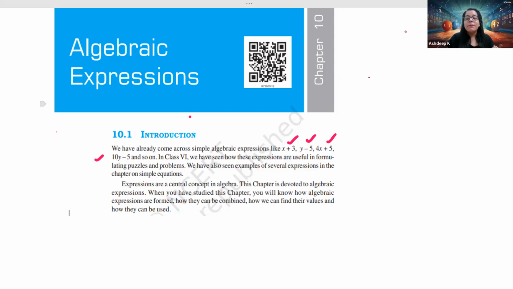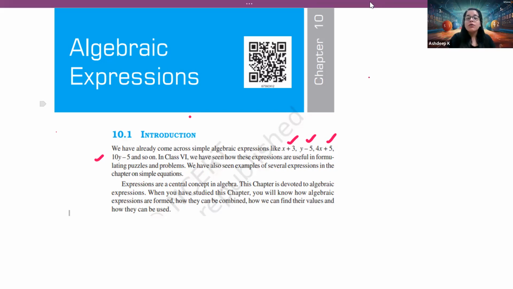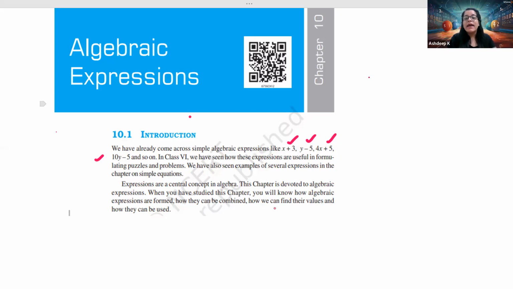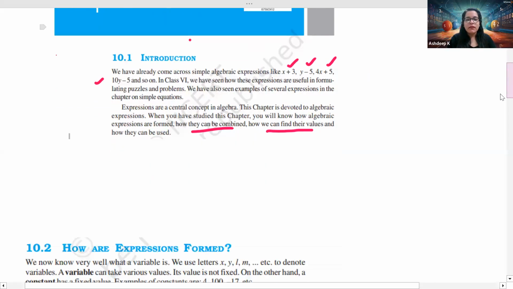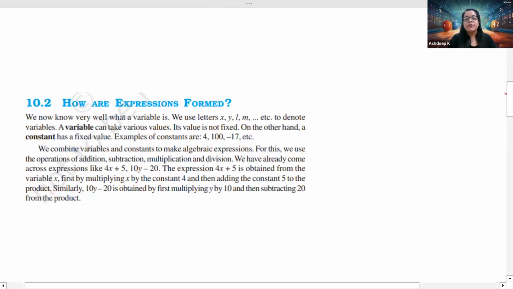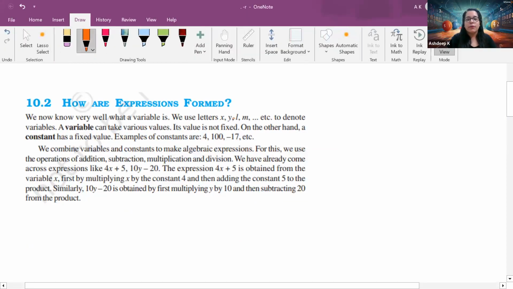Expressions are very integral in algebra. So in this chapter, we'll be discussing how expressions are formed, how they can be combined, how we can find their values and how we can use them. So let's quickly get started. Coming to the very first topic, how expressions are formed.